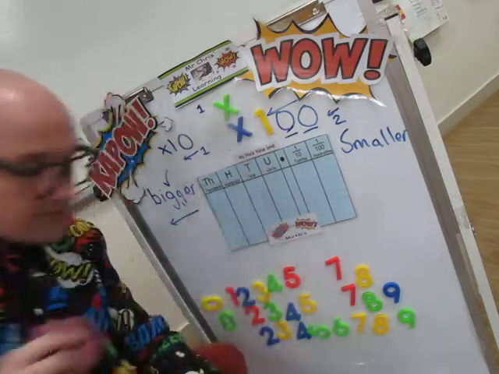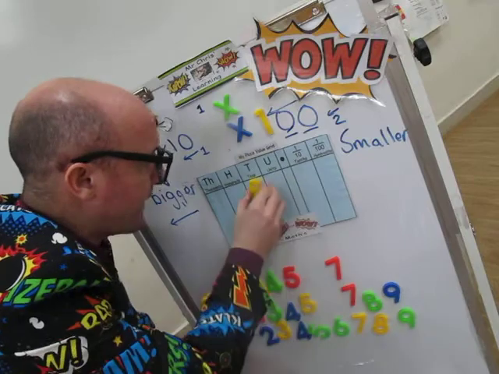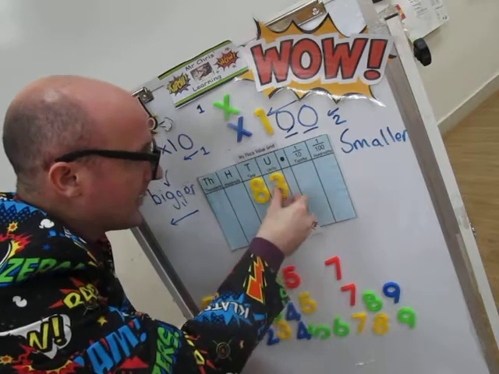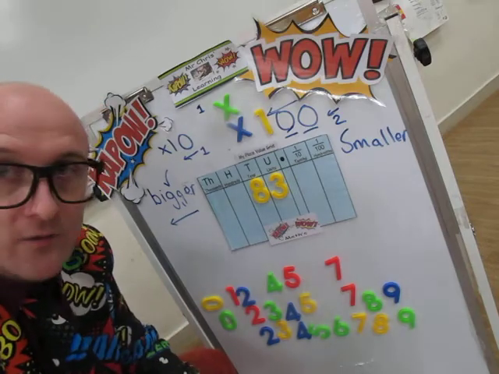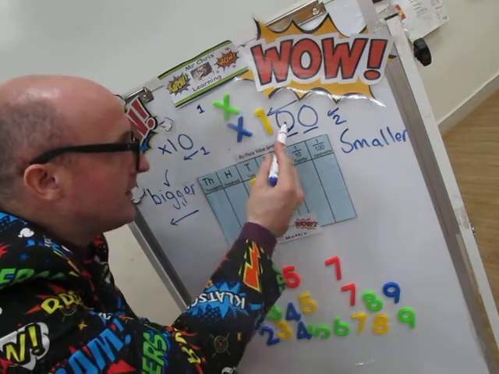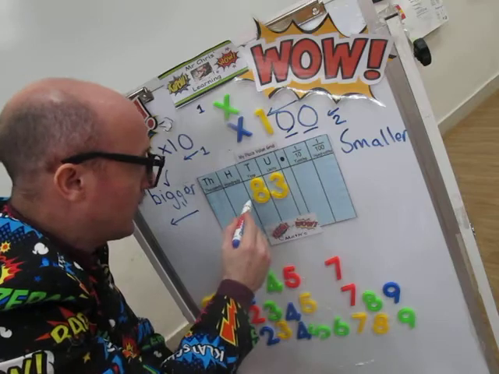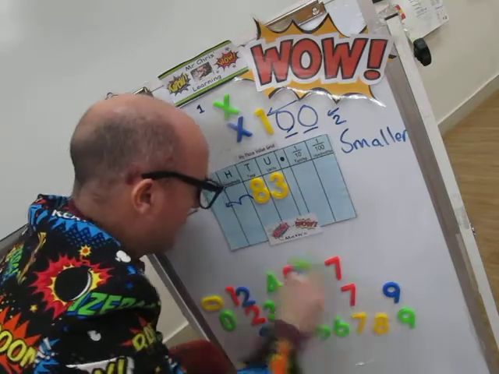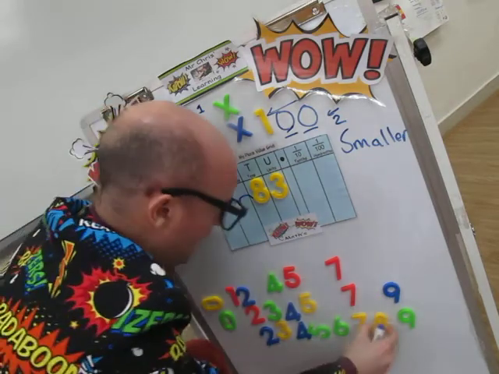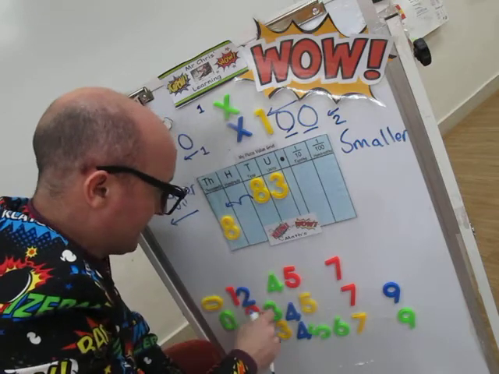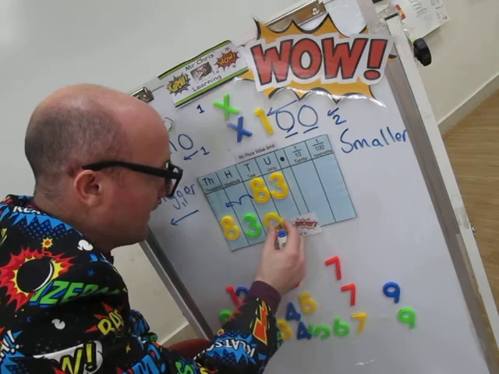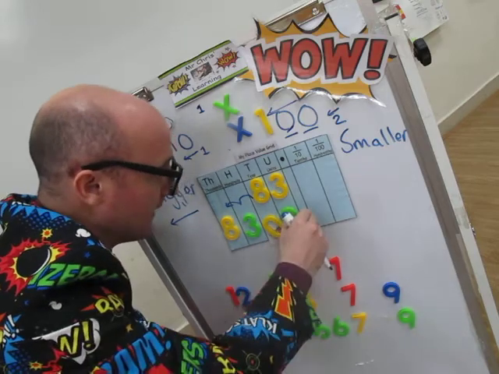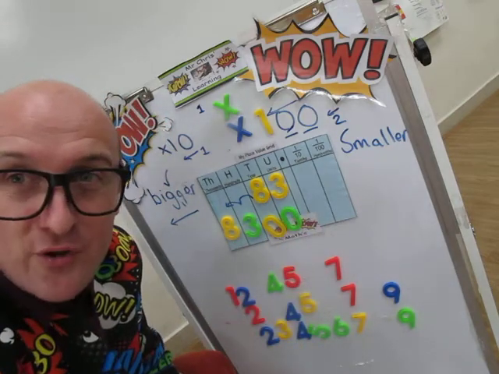Right, okay, so very good question. What is 83 times by 100? Go. Right, remember, times it by 100, 2 places to the left. So we put the 8 there, then the 3, and then we put zeros in there. Well done. That's it. If you got that, excellent.